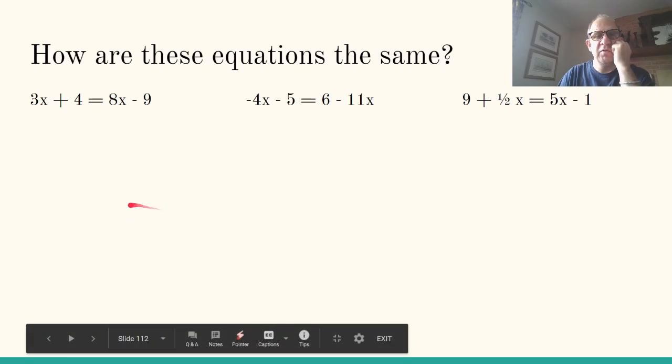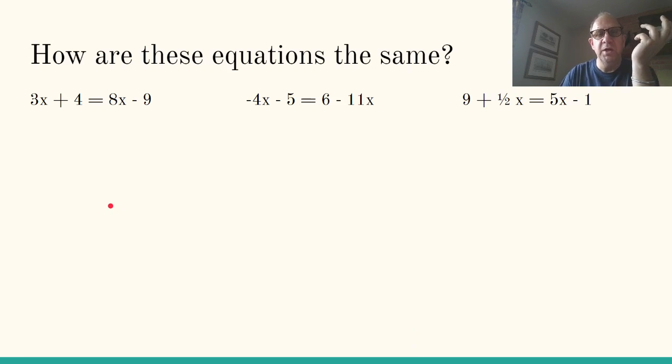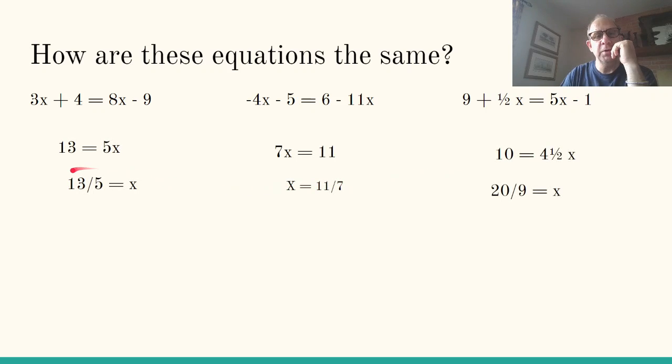How are these equations the same? So if I simplified it a little bit, what would I get? Right? If I move the 8 over here and the 4 over here, if I move the minus 11 and the minus 5, what would happen? Here we have a number, right? So if I add 9 to both sides, 9 plus 4 is 13, 9 minus 9 is 0. If I subtract 3 on both sides, 3x minus 3x is 0, 8x minus 3x is 5x.